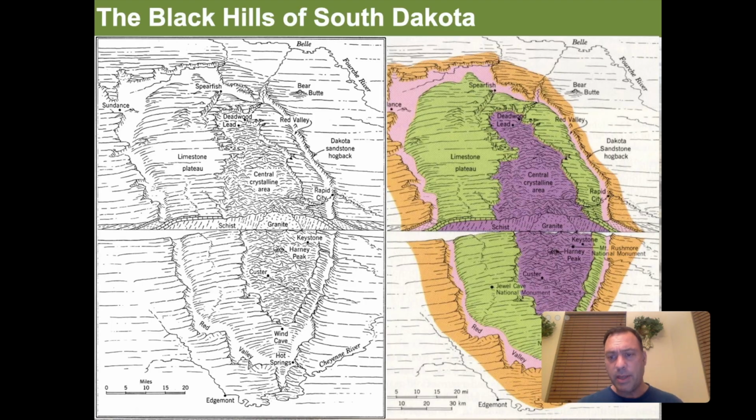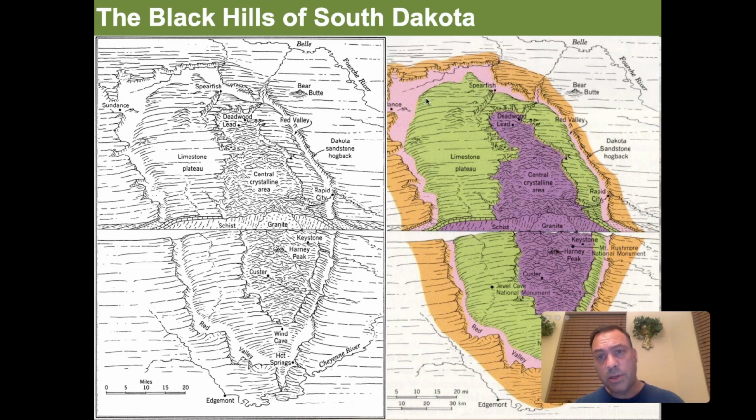Great example of this for a dome would be the Black Hills of South Dakota. This is a great image. It's a very famous image that you can find on the internet of the Black Hills. This was drawn a long time ago, but somebody actually posted this over here where they colorized it. And I really enjoy this. It's much easier to explain things.